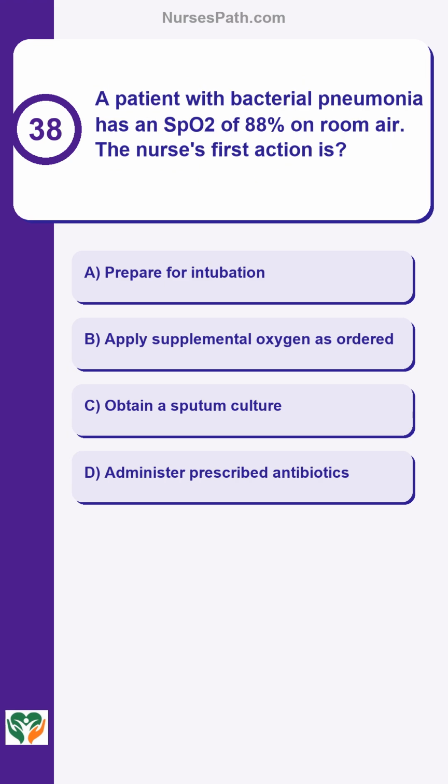Question 38. A patient with bacterial pneumonia has an SpO2 of 88% on room air. The nurse's first action is? Prepare for intubation. Apply supplemental oxygen as ordered. Obtain a sputum culture. Administer prescribed antibiotics.